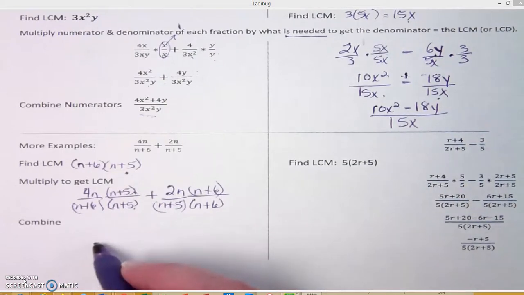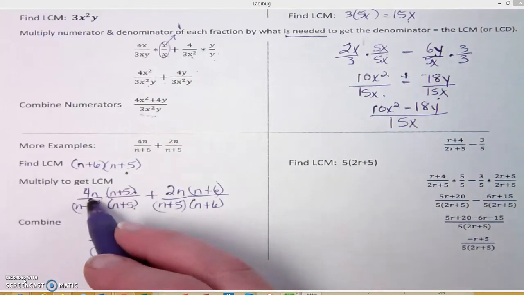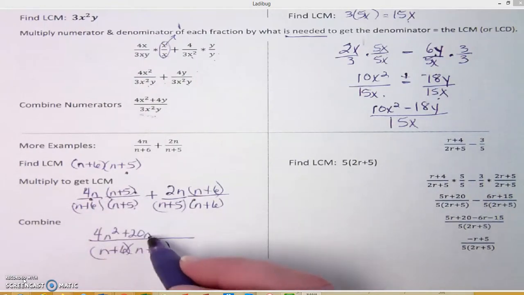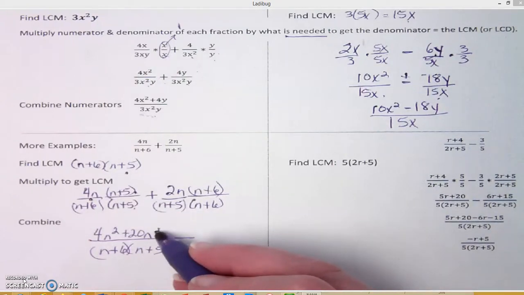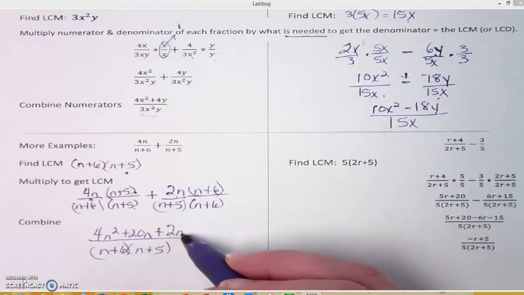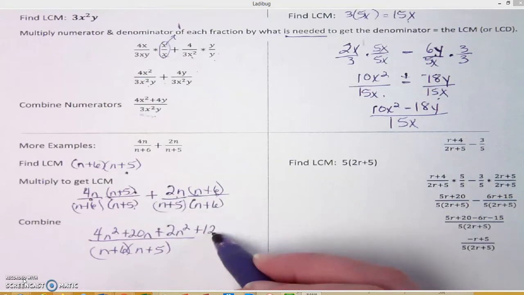So now let's multiply our numerators out and then combine my terms. So I've got my denominator. My denominator is n plus 6 times n plus 5. It doesn't matter which order these are in. It's the same. So 4n times n is 4n squared. 4n times 5 is 20n. So I've got this first one multiplied. Now let's do the second one, and I can go ahead and combine them. 2n times n is 2n squared, and then 2n times a positive 6 gives me 12n.